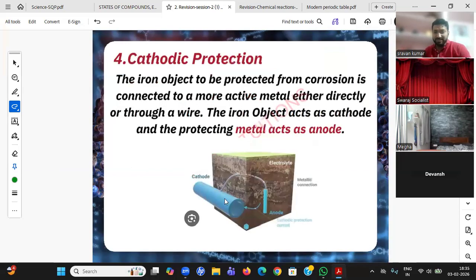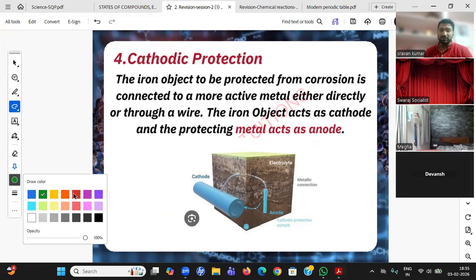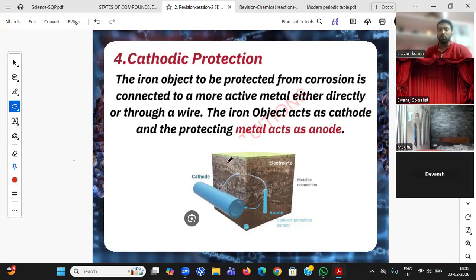Say there is an underground pipe. Obviously some moisture will be there, some layers of oxygen will be there. Definitely corrosion will happen. So what do we do here? Here we use some cathodic protection. We'll not go very deep into it. It's a very long, big subject.